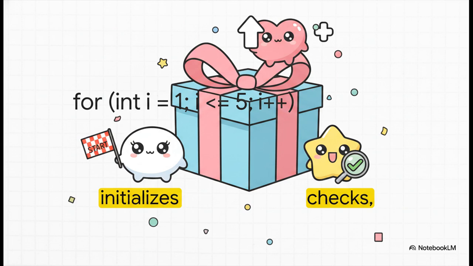And honestly, this is what makes the for loop so incredibly elegant to work with. Everything you need to manage the loop's entire life cycle is packed efficiently into one single line inside those parentheses. You've got your initialization setting your starting point, your condition telling the loop how long to keep going, and your increment moving things forward step by step. It's just this beautifully self-contained package. Everything is right there up front, making your code super clean and easy to read.